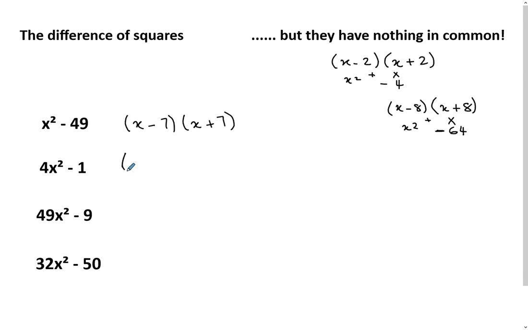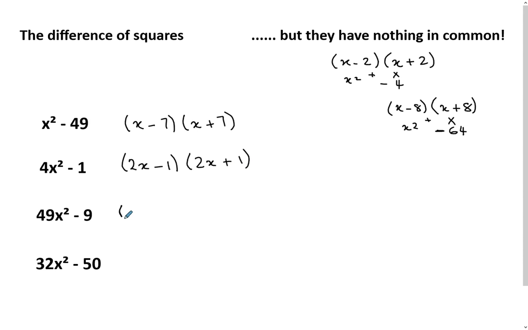So we're going to square root the 4, and you get 2. Square root x squared, x, minus the square root of 1. Now when people see that in the exam, they forget that 1 is a square number. So just be really careful. So you've got 2x minus 1, and then the other bracket will be the same thing, but with a positive.